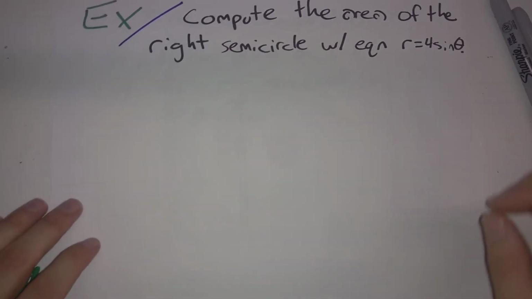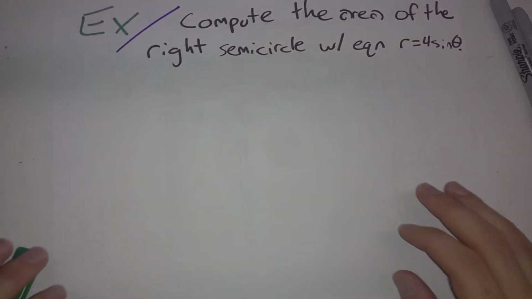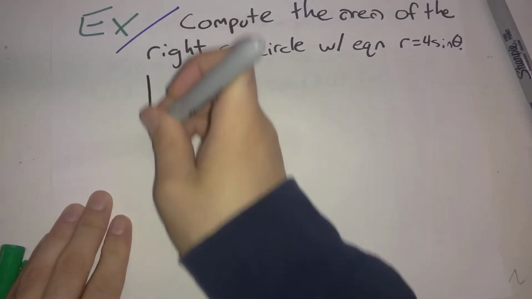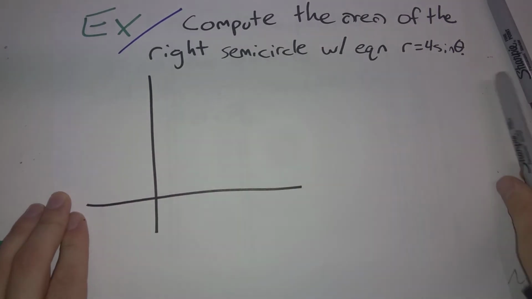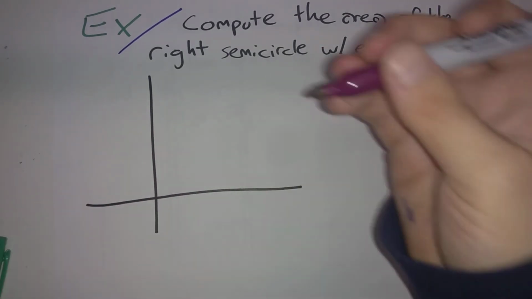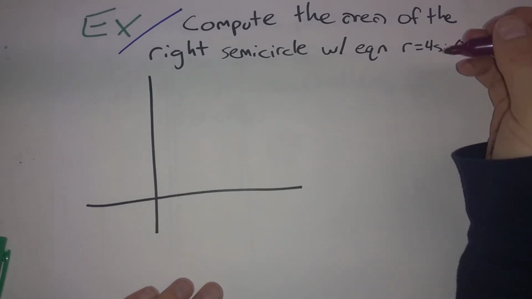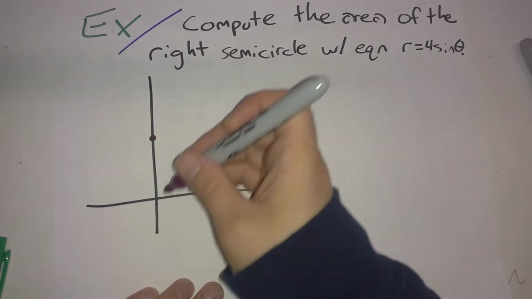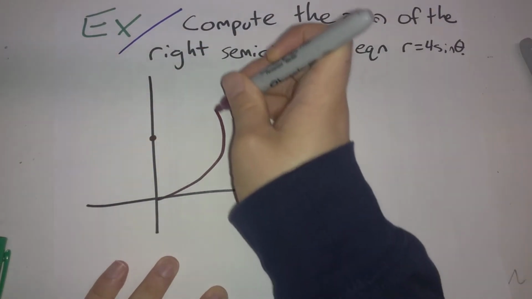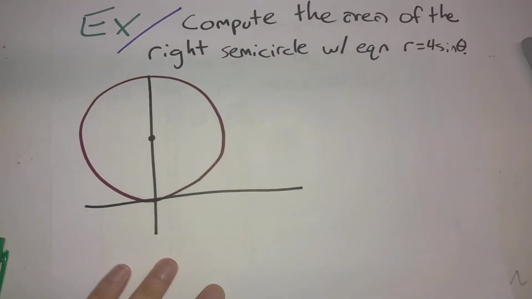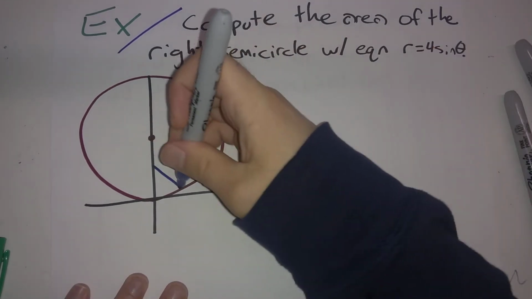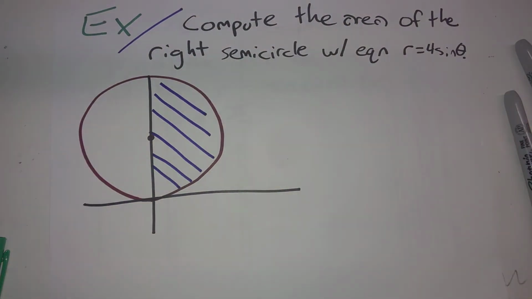Okay, let's do a slightly more involved calculation here. Let's use our previous theorem to compute the area of the right semicircle with equation r is 4 sine theta. So if I draw the picture here, this is going to be a circle of radius 2, centered at the point (2, 0). It's going to be up above the x-axis. So when I said the right semicircle, this is what I'm talking about here.